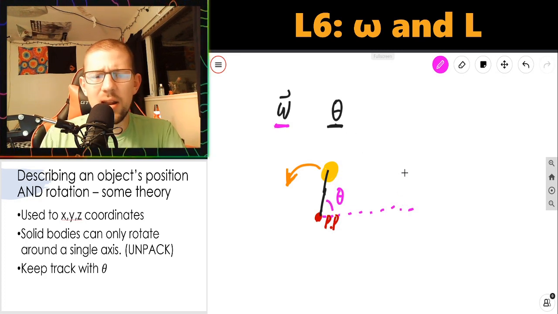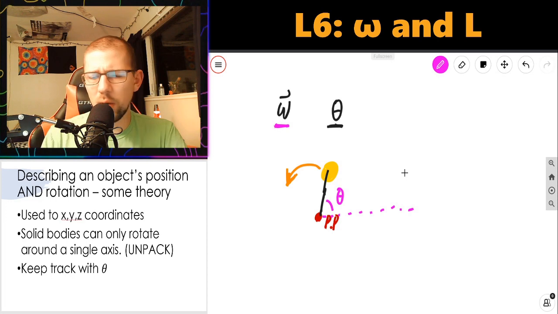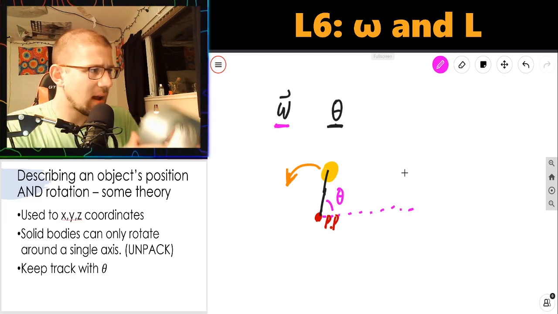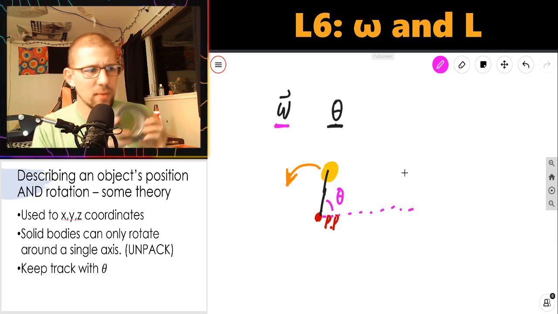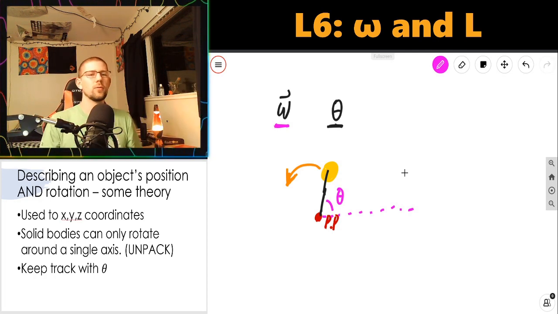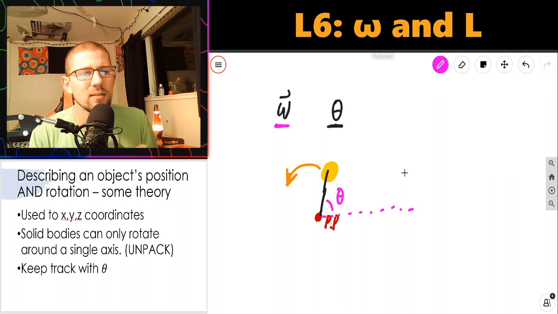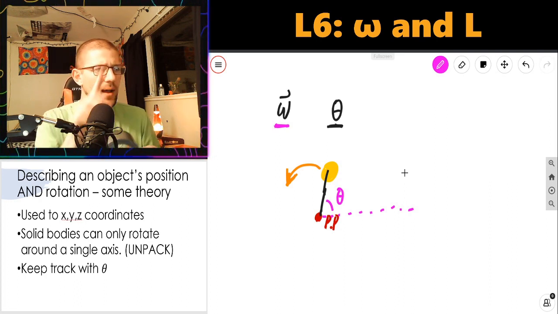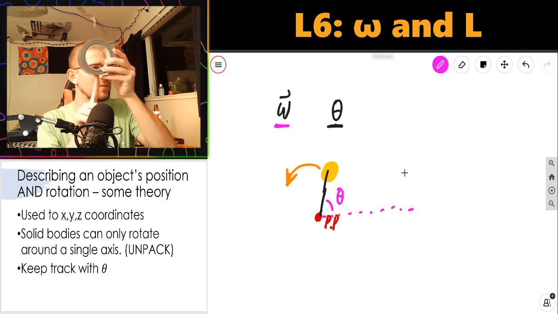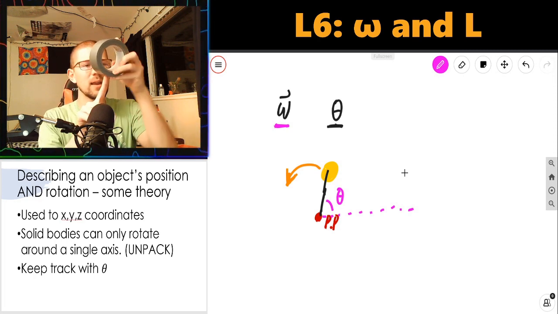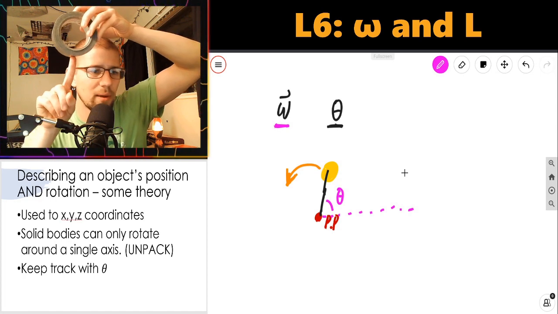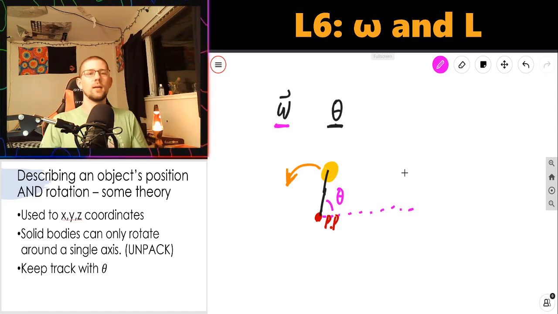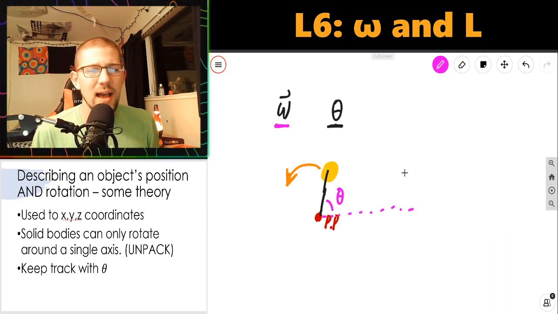One other thing I wanted to hit on while we're here is that solid bodies can only rotate around a single axis. Let me get a quick example. I've got here some duct tape. If I take my duct tape and spin it, it's only rotating around one axis, in this case the vertical axis, the z-axis. If I were to put my finger here and try to spin it, I could probably get it to spin on top of my finger, but I'm not going to do it because it's going to take too much time. Here's a spin again in the air. It's mostly rotating around the z-axis.